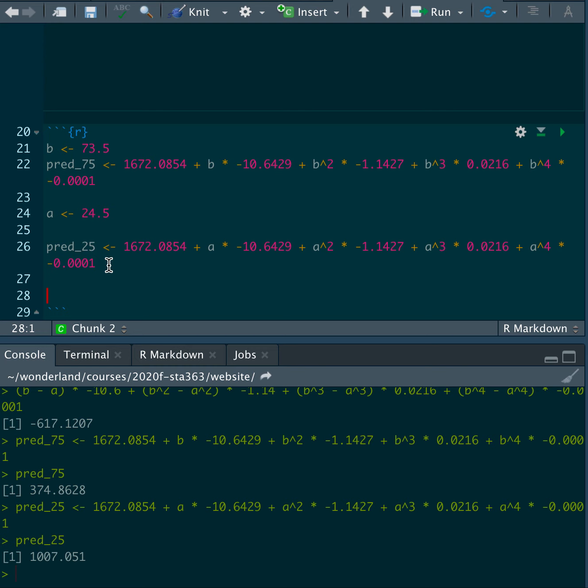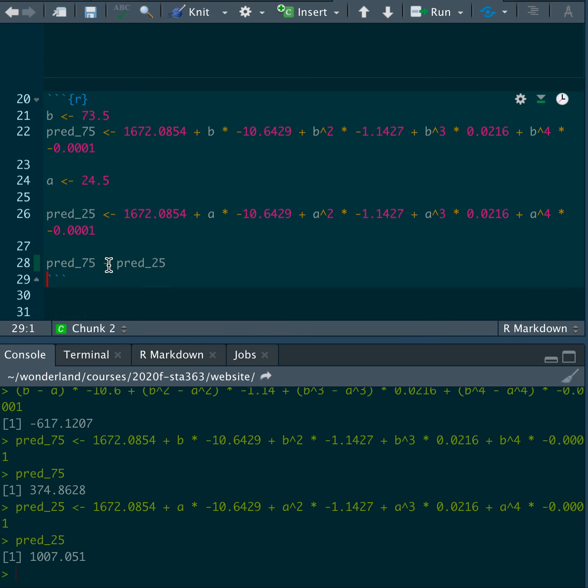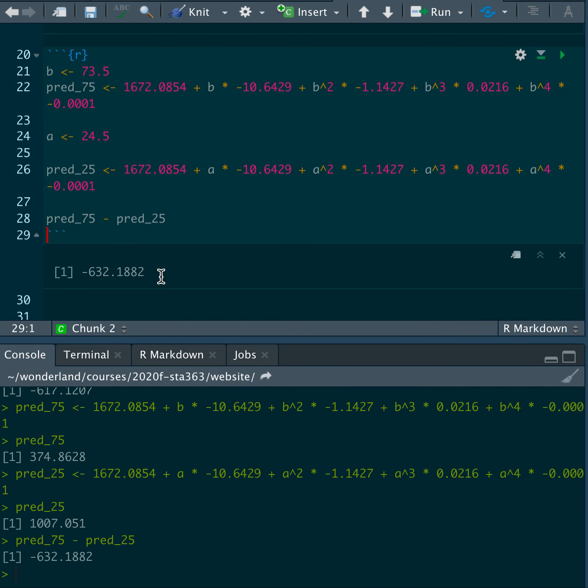And so if I wanted to know the difference between these two, what we would expect if you changed from the 75th percentile to the 25th percentile, I would just do the predicted value for the 75th minus the predicted value for the 25th. And I end up getting this negative 632. And so that would say that a change from the predicted value of the 75th percentile to the 25th percentile yields an expected change in population of 632.